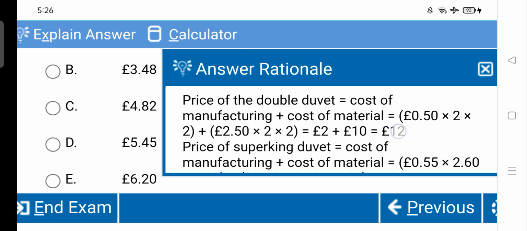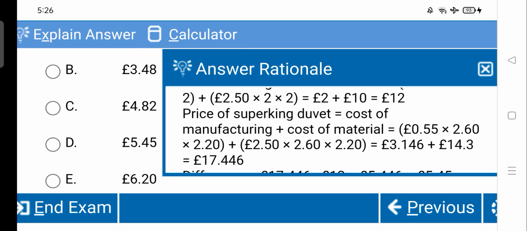Price of the super king duvet equals cost of manufacturing plus cost of material, equals 0.55 pounds multiplied by 2.60 multiplied by 2.20, plus 2.50 pounds multiplied by 2.60 multiplied by 2.20, equals 3.146 pounds plus 14.3 pounds equals 17.446 pounds.